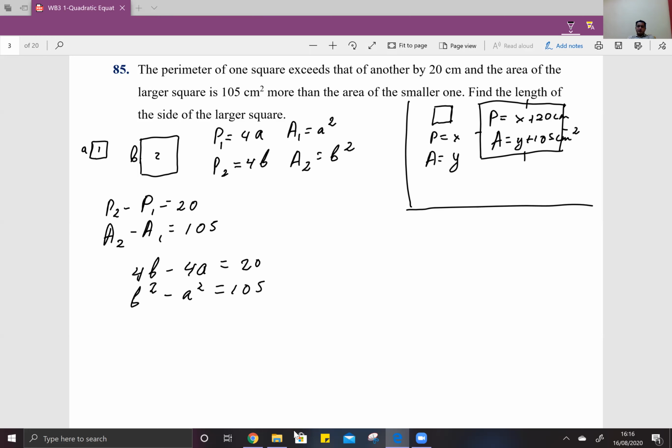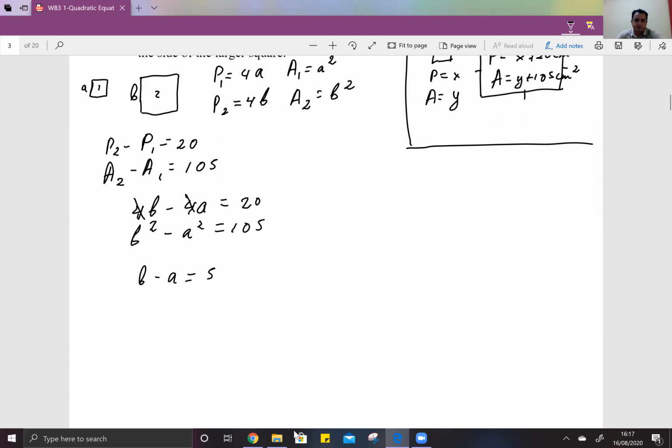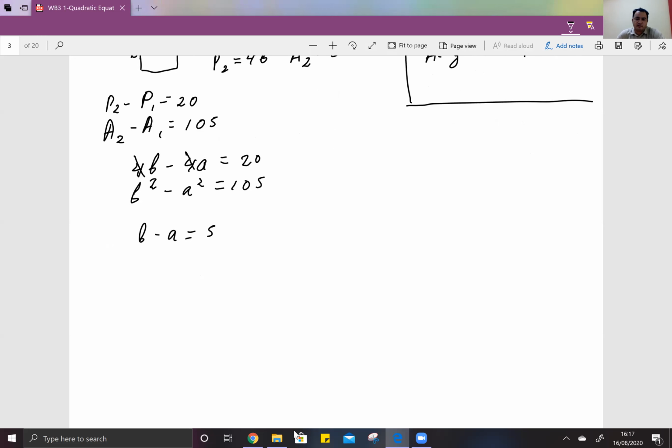The first equation, divide both sides by 4. So we have B minus A equals 5, right? Under this, can you write B minus A equals 5? And how about the second one? B squared minus A squared. Can you factorize it? It is B minus A times B plus A, right?